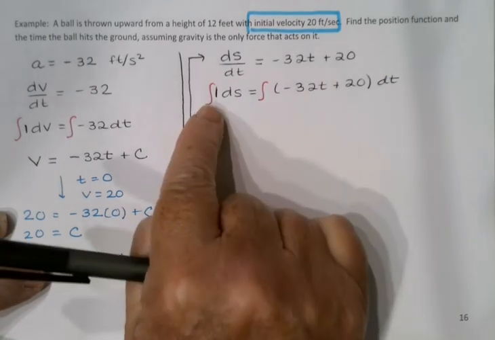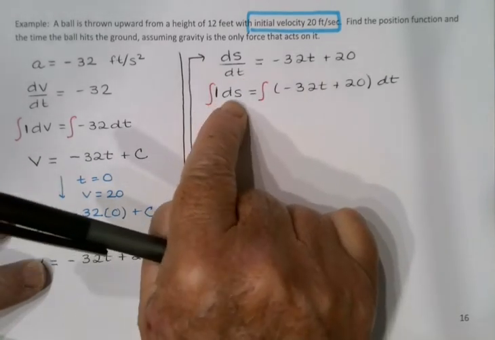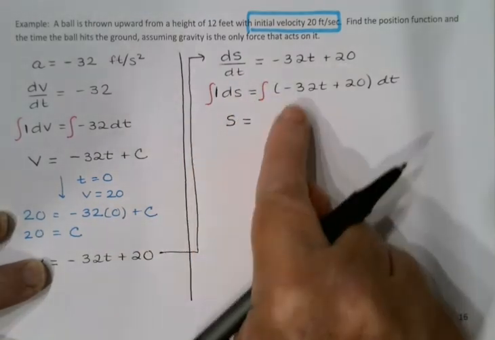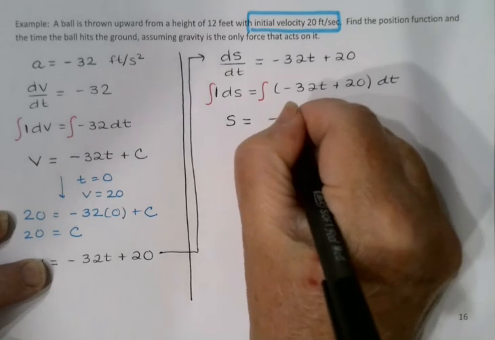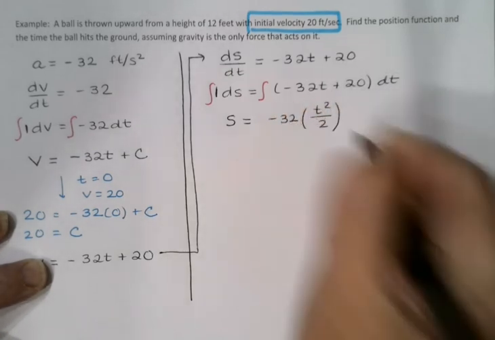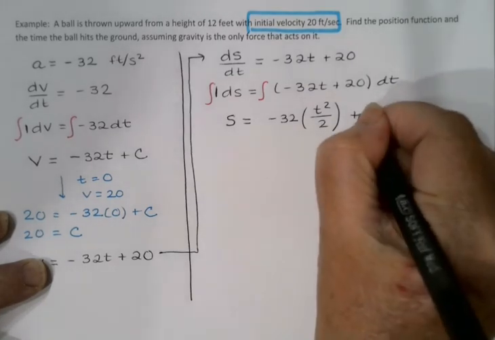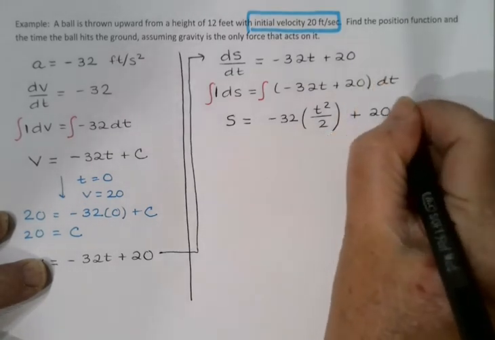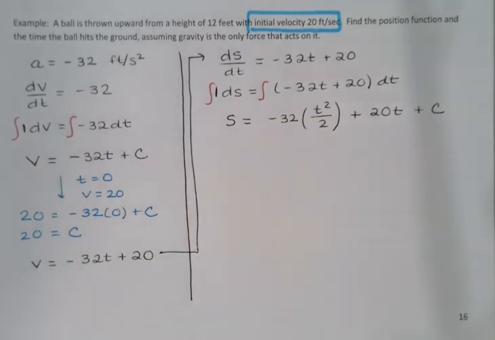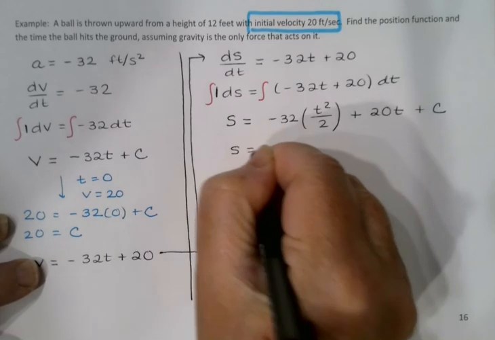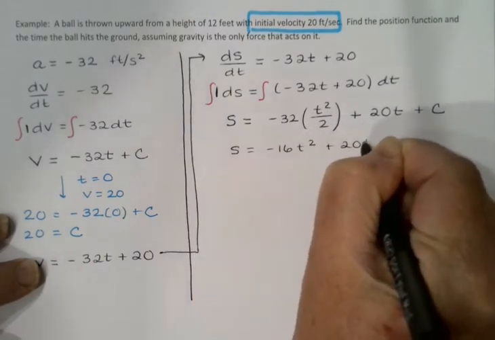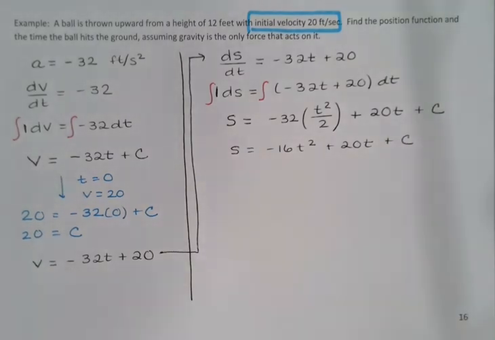The antiderivative of 1 with respect to s would be 1s, or just s. And over here, I'm going to get negative 32 times t squared over 2 plus 20t, since we're integrating dt. And I'm going to choose to put the plus c on that side. So I have negative 16t squared plus 20t plus c.